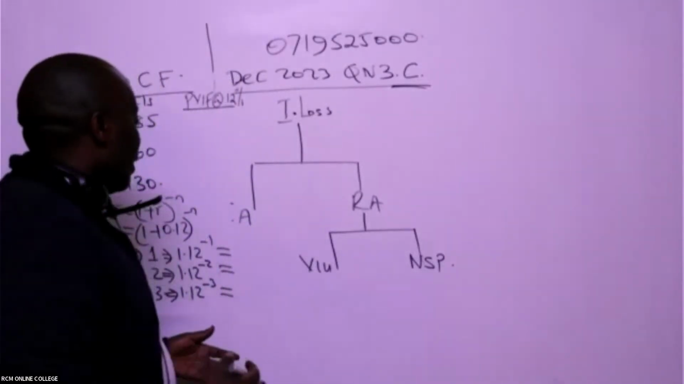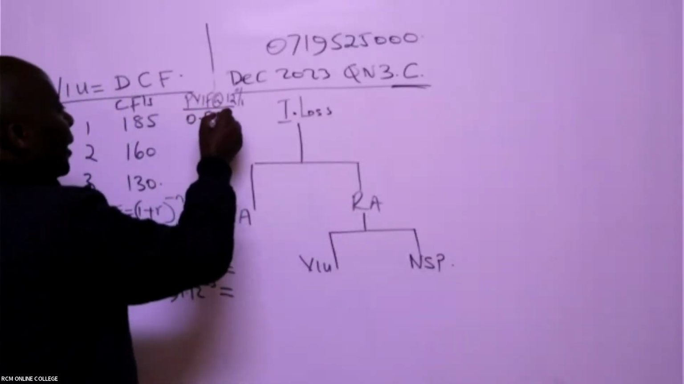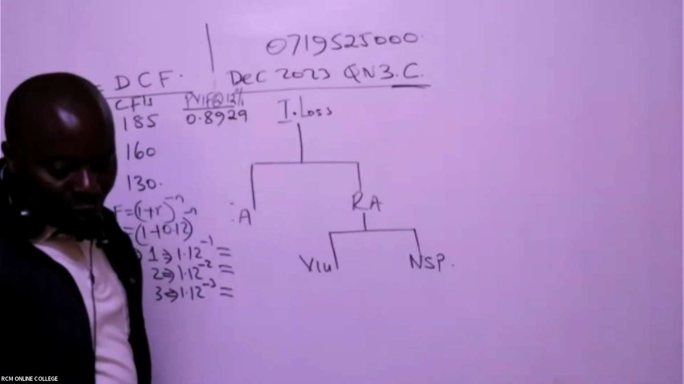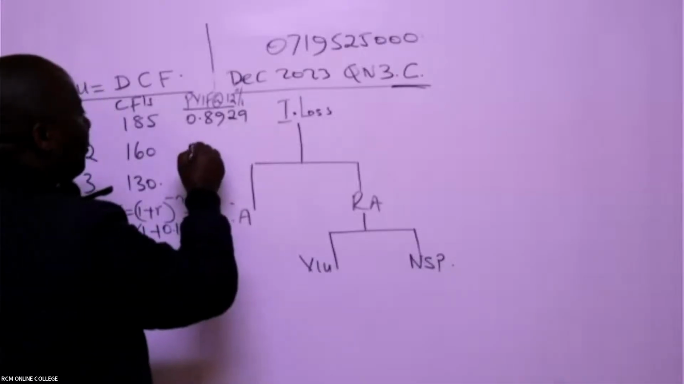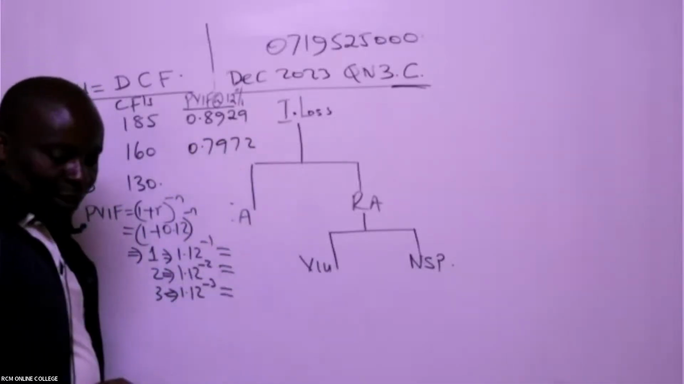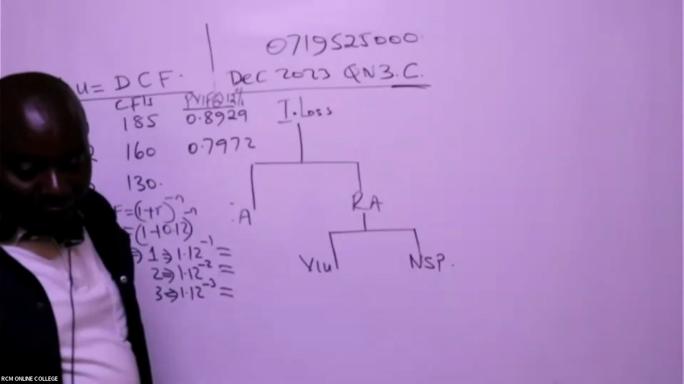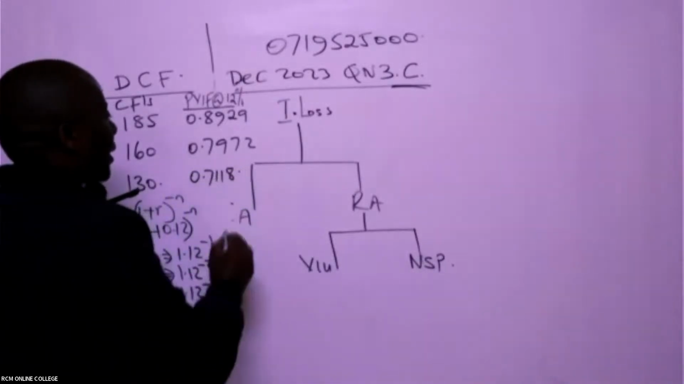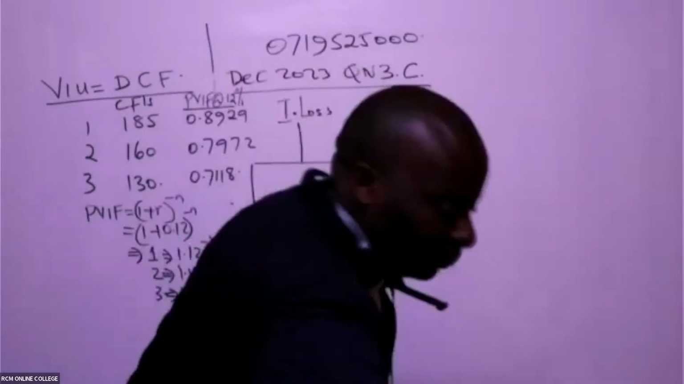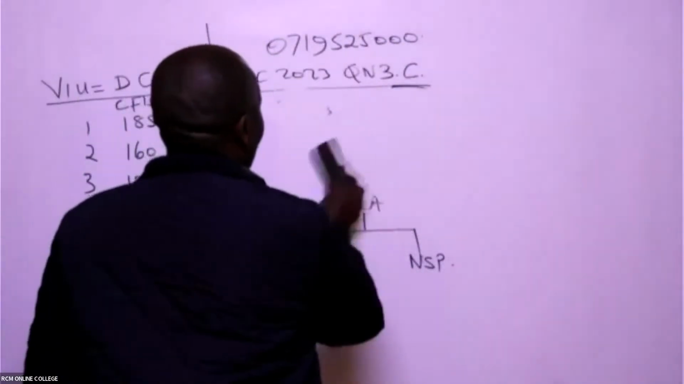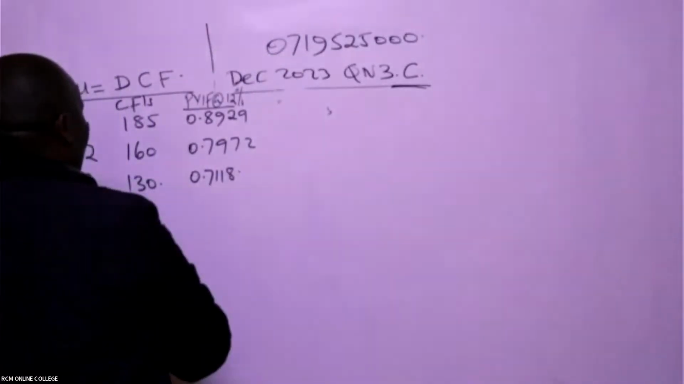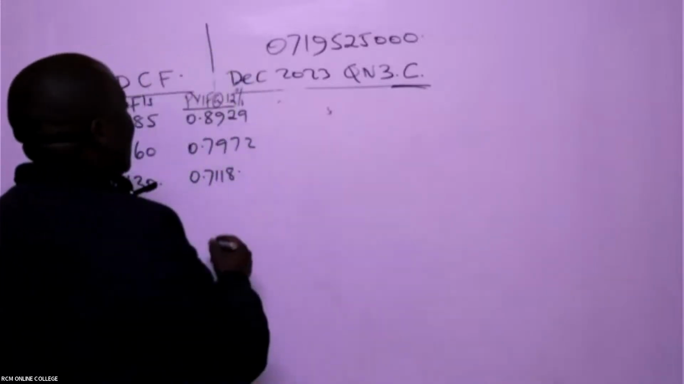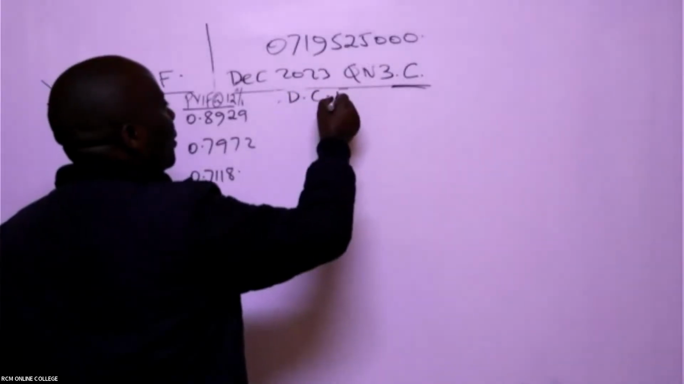So the first one, I'm being given here 0.8929, then 0.7972, and then lastly 0.7118. Then finally we get what we call the discounted cash flows.